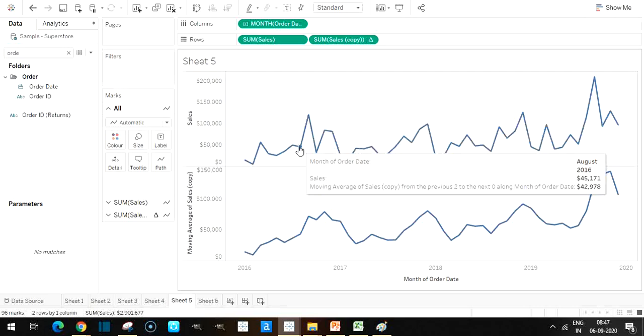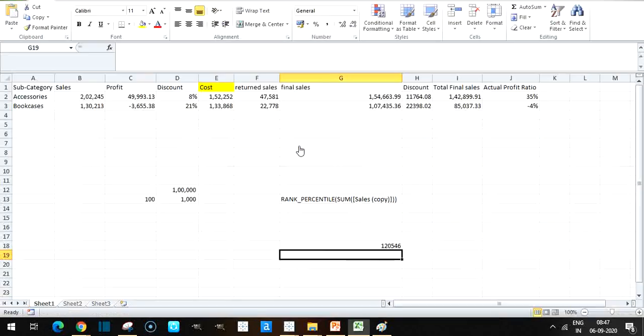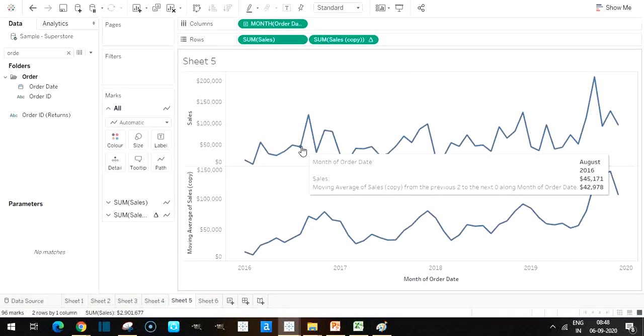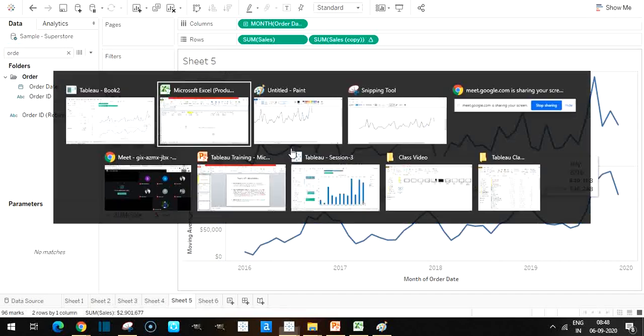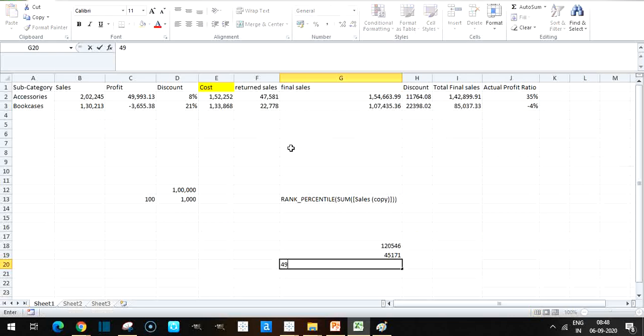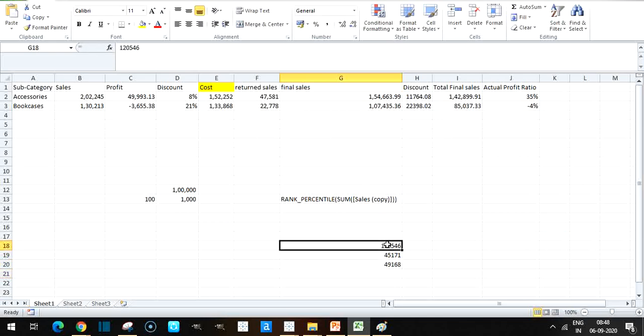125, 46, and August is 45,171. And July, sorry, August is 45,171, and July is 49,168. Okay, so if you add all these three, you'll get 214,885. And if you take the average of these three, you will get 71,628.